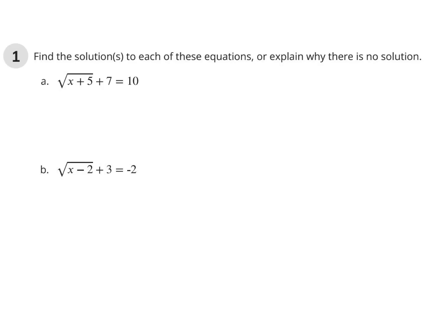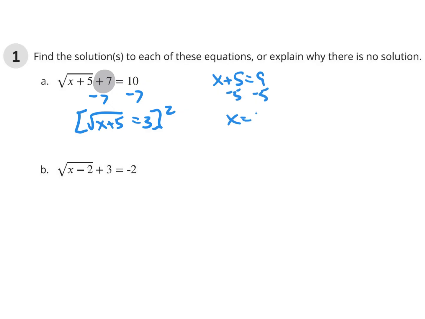All right, so the plus 7 is not under the radical. So the first thing we're going to do is subtract 7 on both sides. So we get the square root of x plus 5 is equal to 3. We're going to square the whole thing because the x is under a radical symbol. And we get x plus 5 is equal to 9. Subtract 5 from both sides. x equals 4.